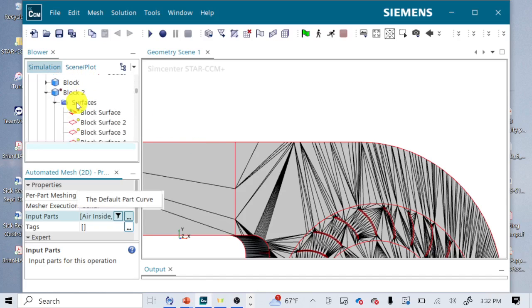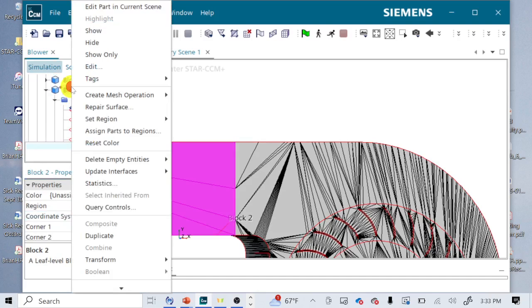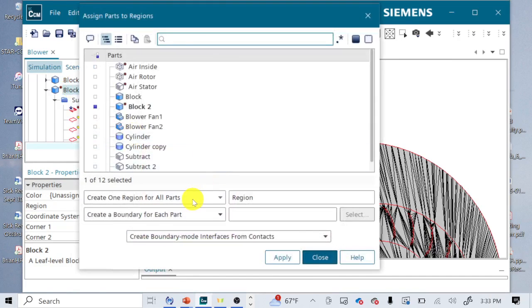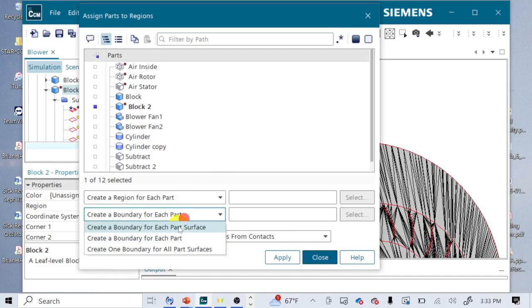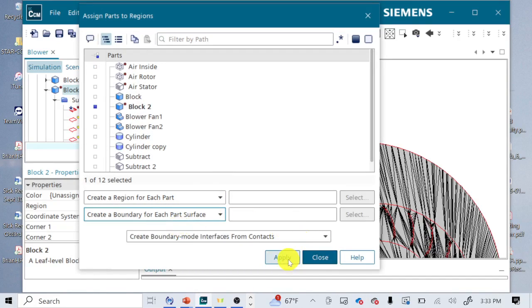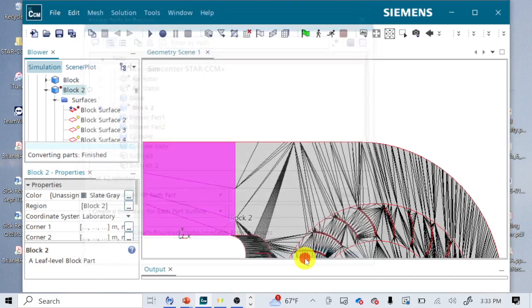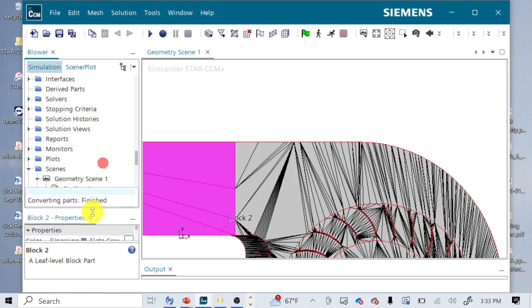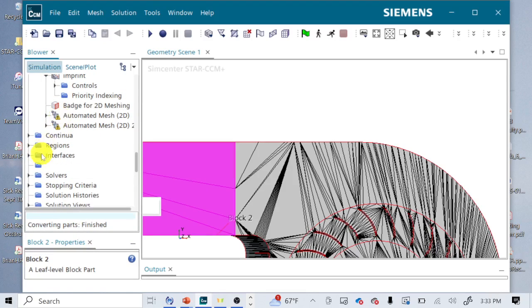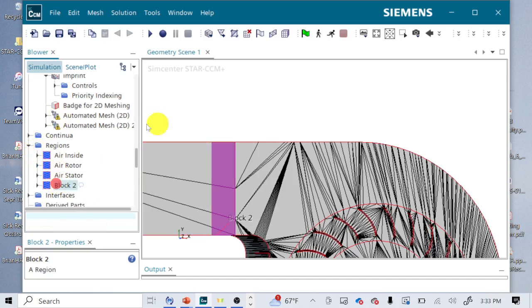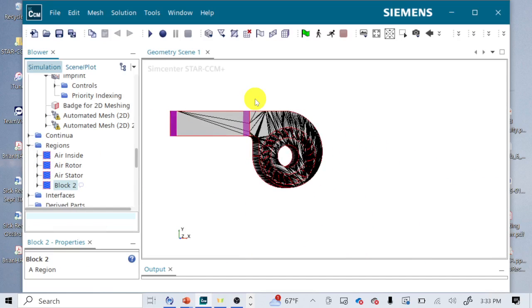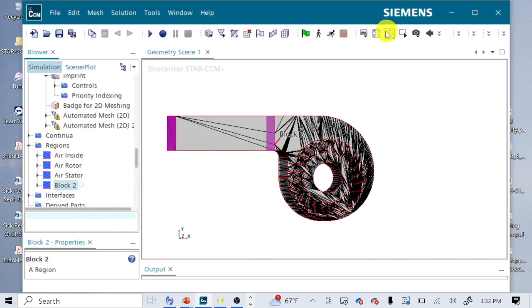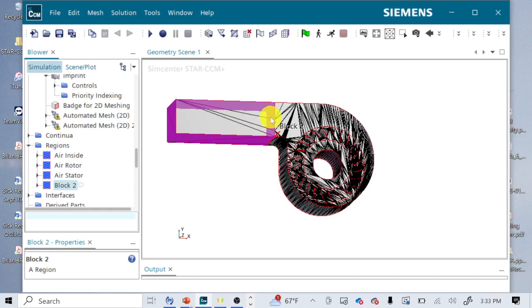And now we're almost ready to mesh it, but we need to make a new region for the block specifically. So we're going to assign just the block, because we already have a region for all the other parts. Just the block to a new region. Regions. And now we have an extra domain.